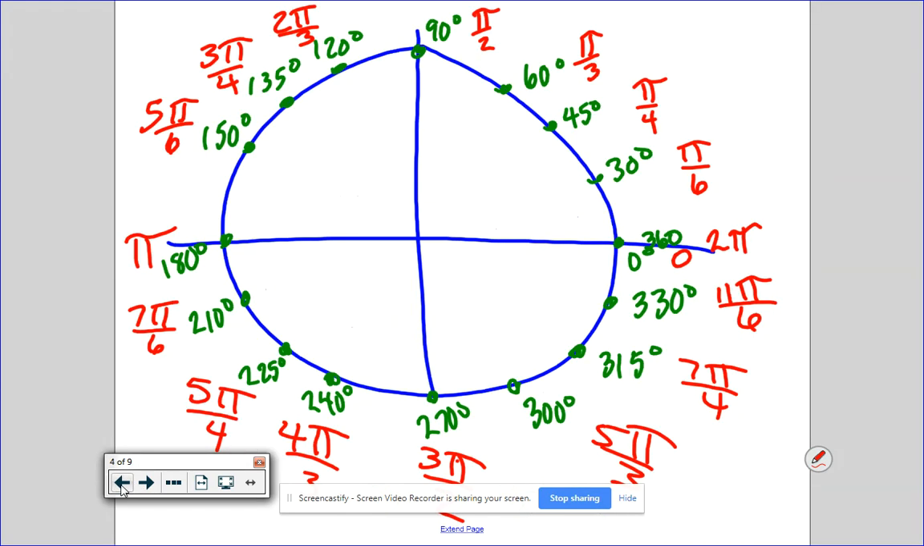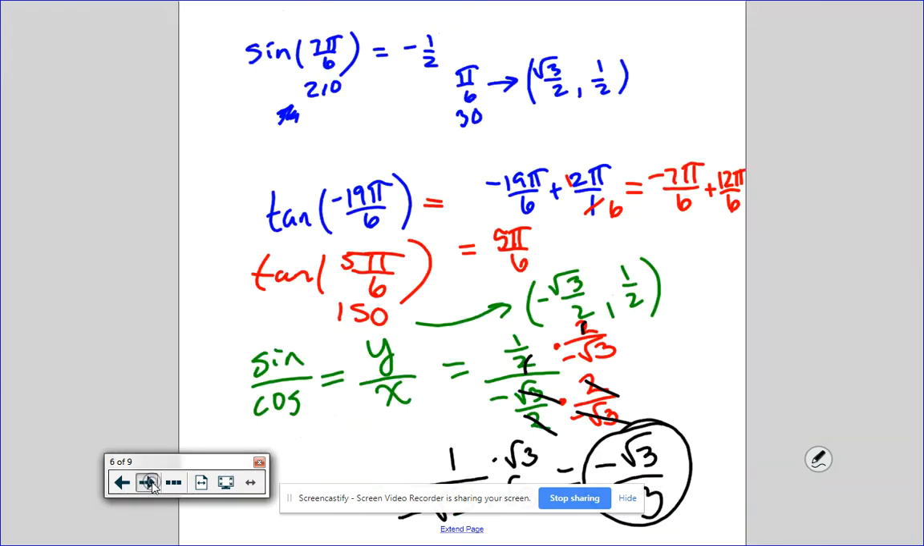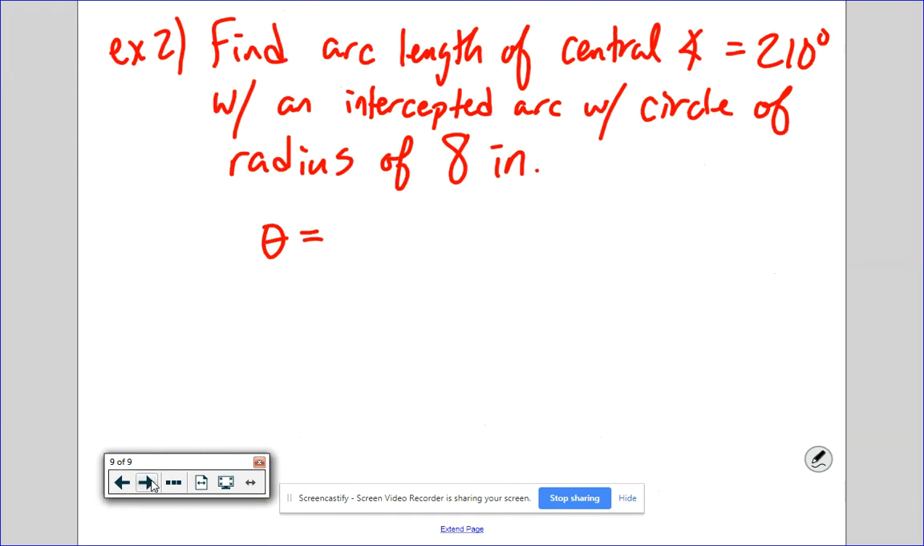So if you remember from yesterday when we talked about the unit circle, 210 is 7 pi over 6, right? So that's where we talked about if you memorize the unit circle, that helps quite a bit when it's asking you to convert. Now, do you have to do it that way?